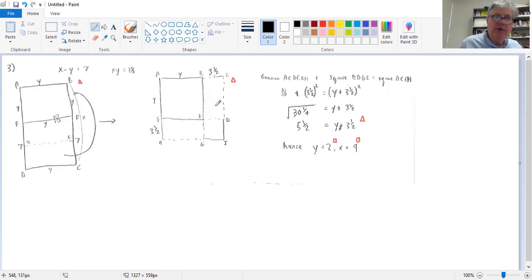Another way of doing it is the original rectangle, which is 18, which is also the area of the gnomon, plus this little square we've added of 3.5 squared. So we add those together, we get 30.25. So the square root of 30.25 equals y plus 3.5. So 5.5 is the square root of 30.25 equals y plus 3.5. So that means y equals 2. So that means x has to equal 9.